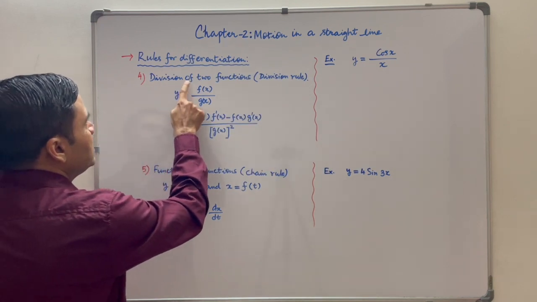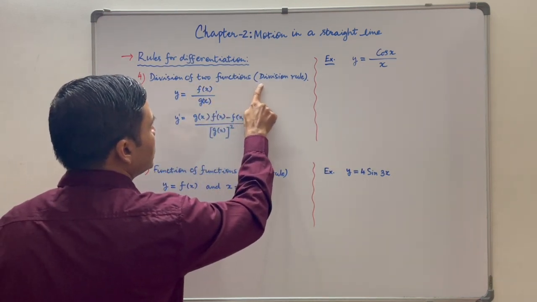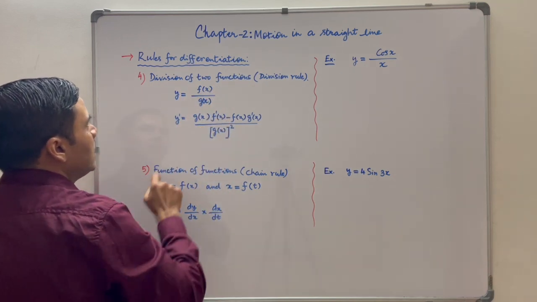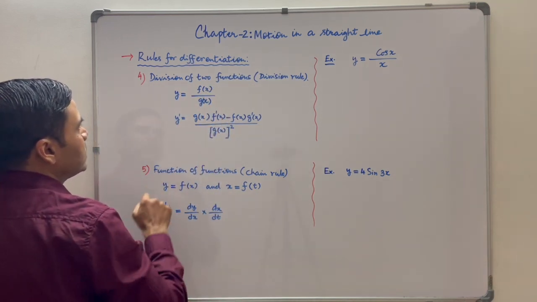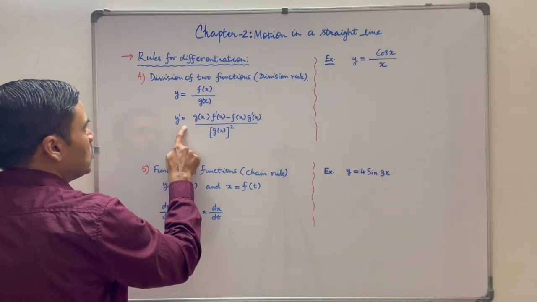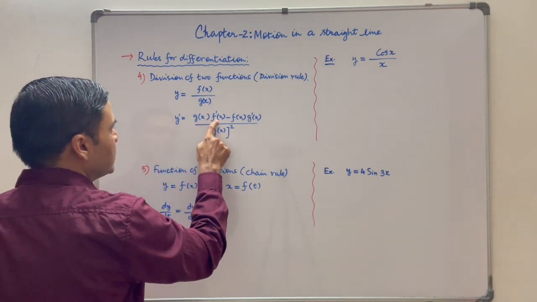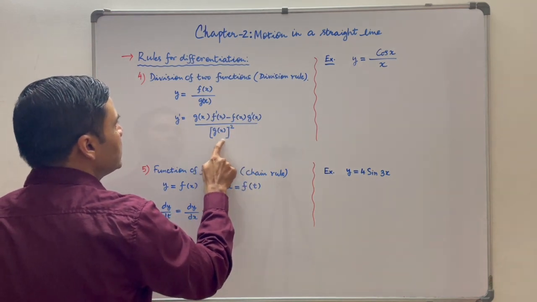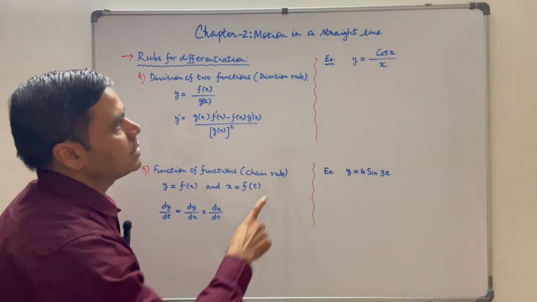Fourth one is division of two functions, also known as division rule. Y is equal to fx upon gx. Fx and gx are two functions. Then y dash is equal to gx into f dash x minus fx into g dash x divided by gx whole square. Let us see this example.